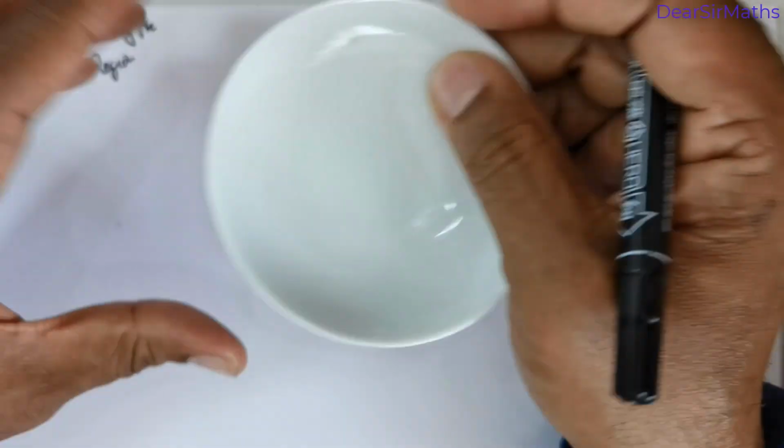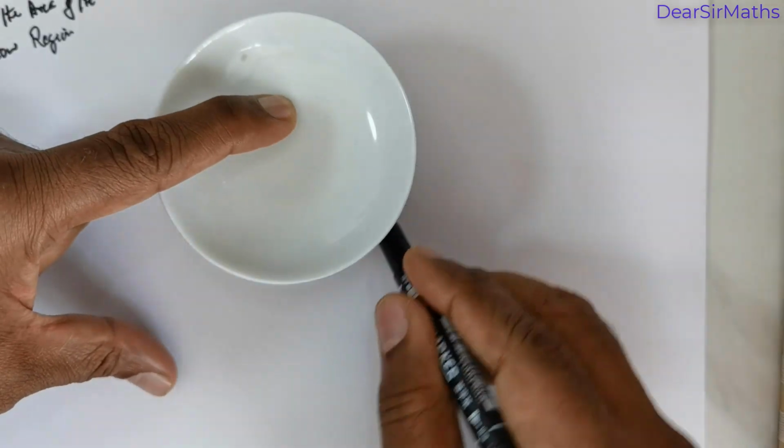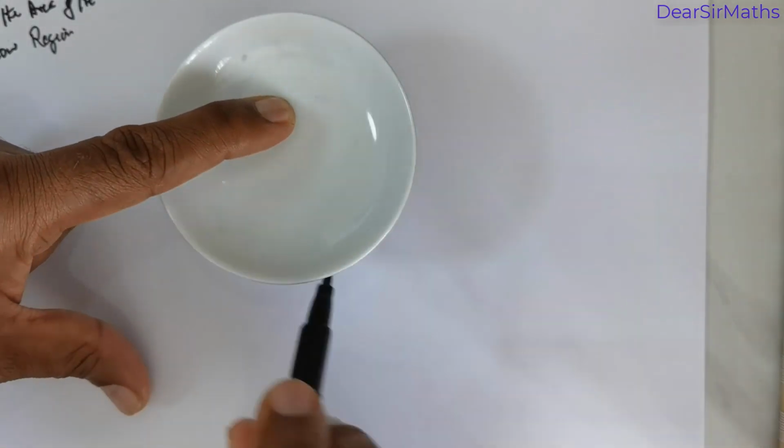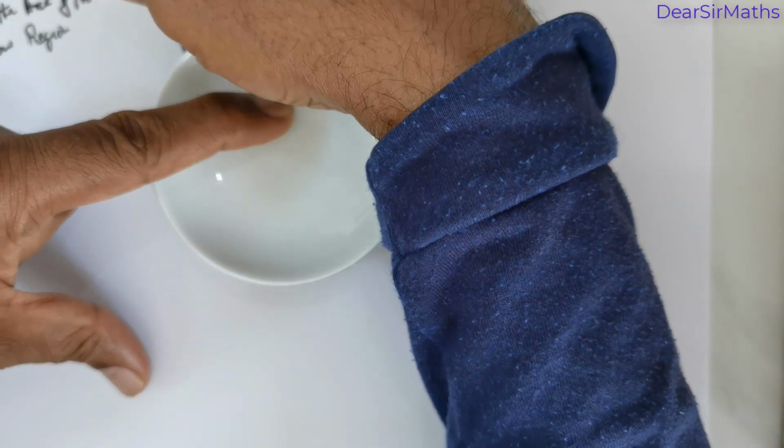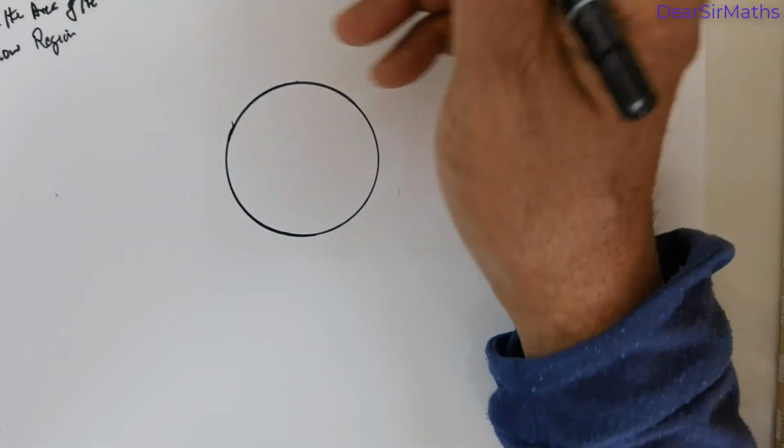Good day everybody, we got a beautiful question. Foremost we need to have a circle, and the circle is inside a rectangle. So we need to draw them.